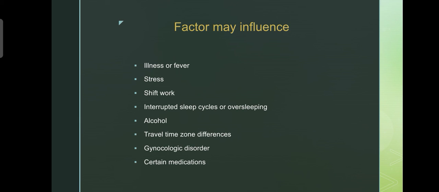The factors that may influence your temperature are illness or fever, stress, shift work, interrupted sleep cycles or oversleeping, alcohol, travel time zone differences, gynecologic disorders, or certain medications.